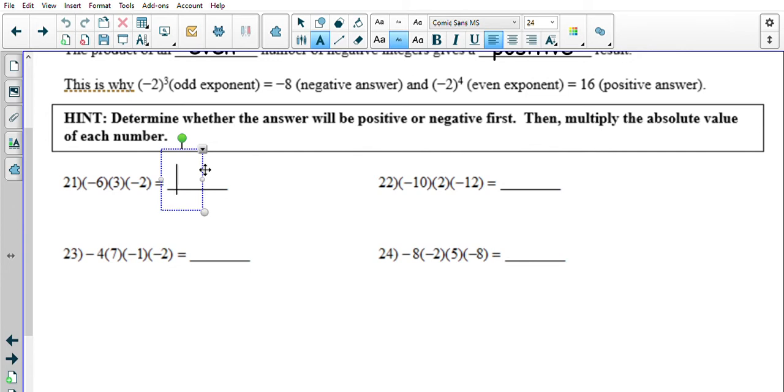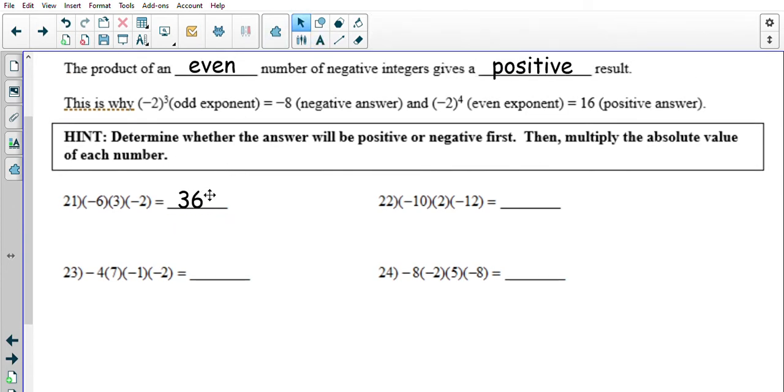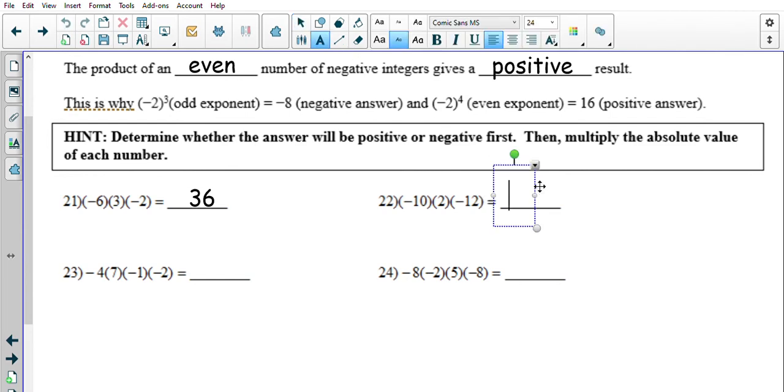Remember, you're able to multiply in any order you want. So you can do 6 times 3 and get 18, and then take 18 times 2. Personally, I think it's easier to do 3 by 2 and multiply two single-digit numbers, but it's your choice. Most important thing here is figuring out, is your answer positive or negative? Number 22, I have three numbers, two are negative. That's an even number of negatives, which means my answer is going to be positive. So what I would suggest is do 2 times 12 first. That's 24. 24 times 10 is really easy for us to do because we just add a 0 to 24. This answer will be 240.